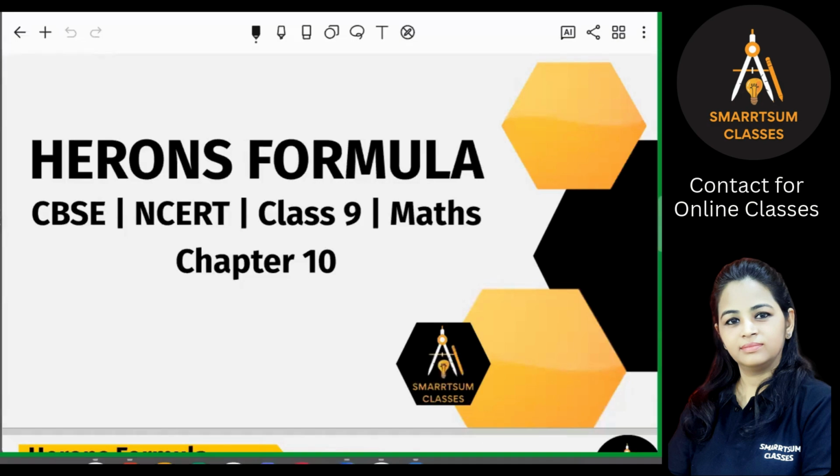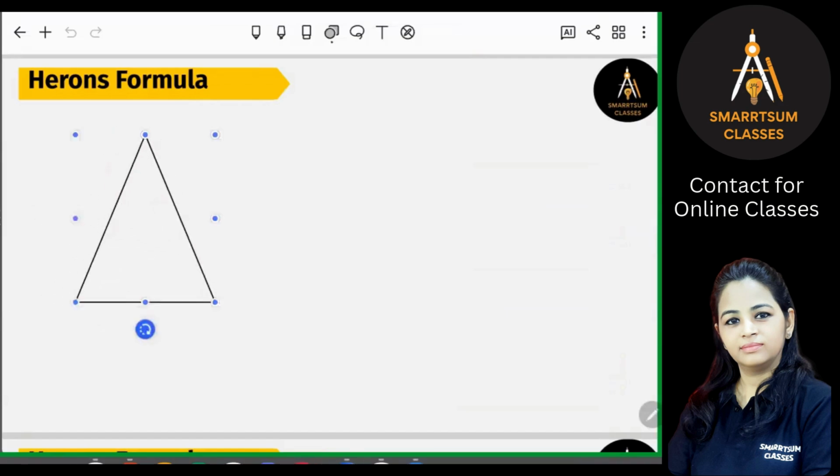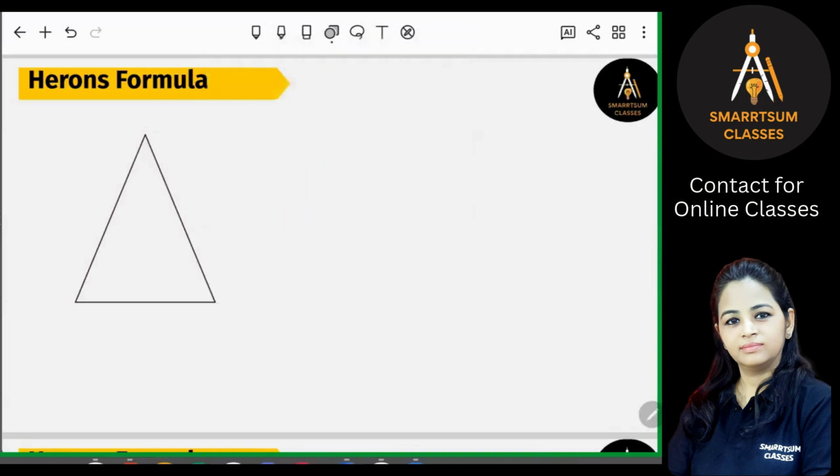Suppose we have a scalene triangle, and the length of its sides are known, but the height is not known. So if you remember how we can find out the area of any triangle, suppose we have to find the area of a triangle. Suppose there's a triangle, and we want to find the area. So we generally have the height of the triangle, isn't it?